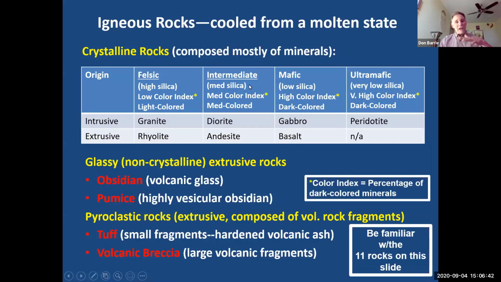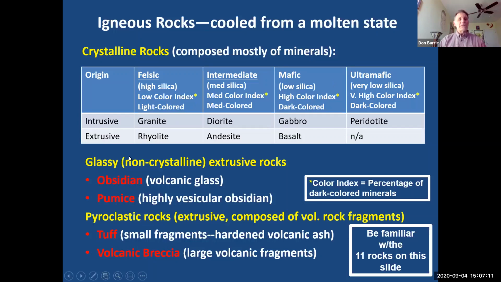Intermediate rocks have a moderate or a medium silica content, and they're also medium-colored. Mafic igneous rocks have a low silica content, and they're dark-colored. Finally, ultramafic rocks, which we don't see very often in the Earth's crust, tend to be very low in terms of their silica content, and they tend to have color indices approaching 100%.